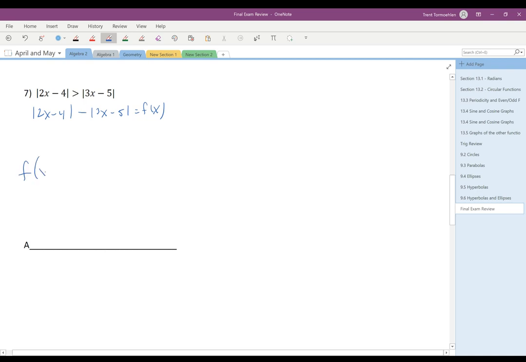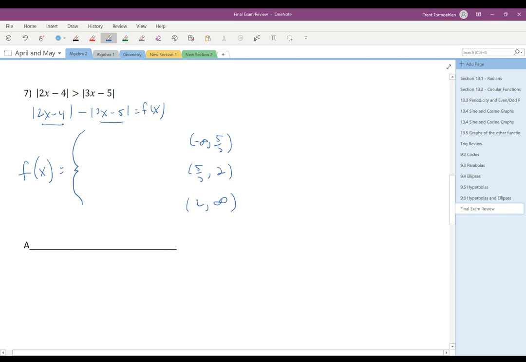And remember, on our piecewise functions, the way that we do them is we look for the zeros of the absolute values. And so that's at 2 and 5/3, the two zeros. And so for our piecewise function, we're going to say from negative infinity to 5/3, from 5/3 to 2, which is a really small gap, and then from 2 to infinity.